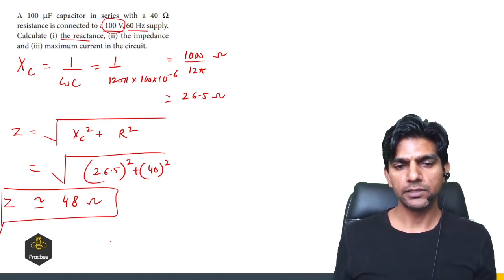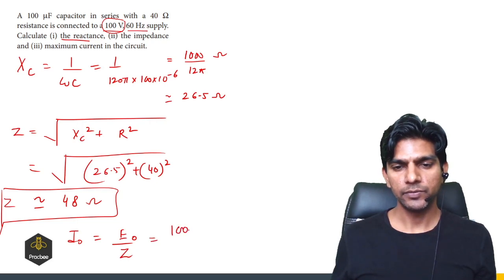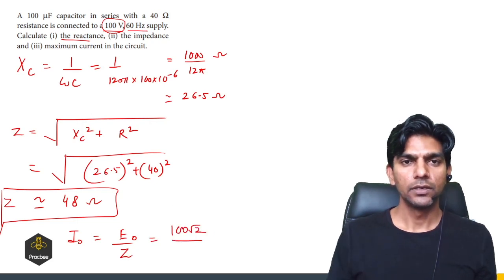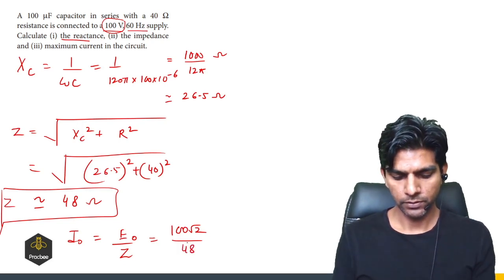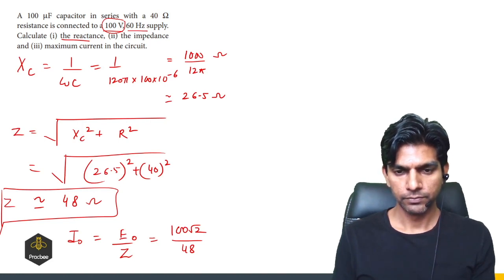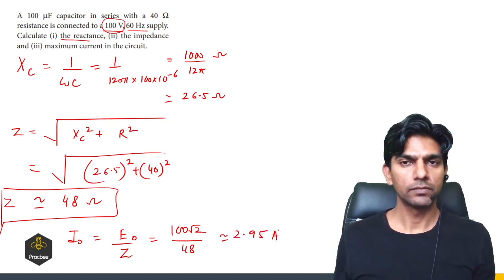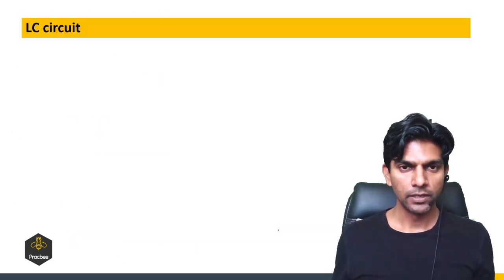Maximum current in the circuit. So the peak current will be E naught by impedance, and E naught will be 100 times root 2, right? Because RMS value is 100, divided by 48. So let me find this in decimals, it is around 2.95 ampere, right? So that is the answer of this question.